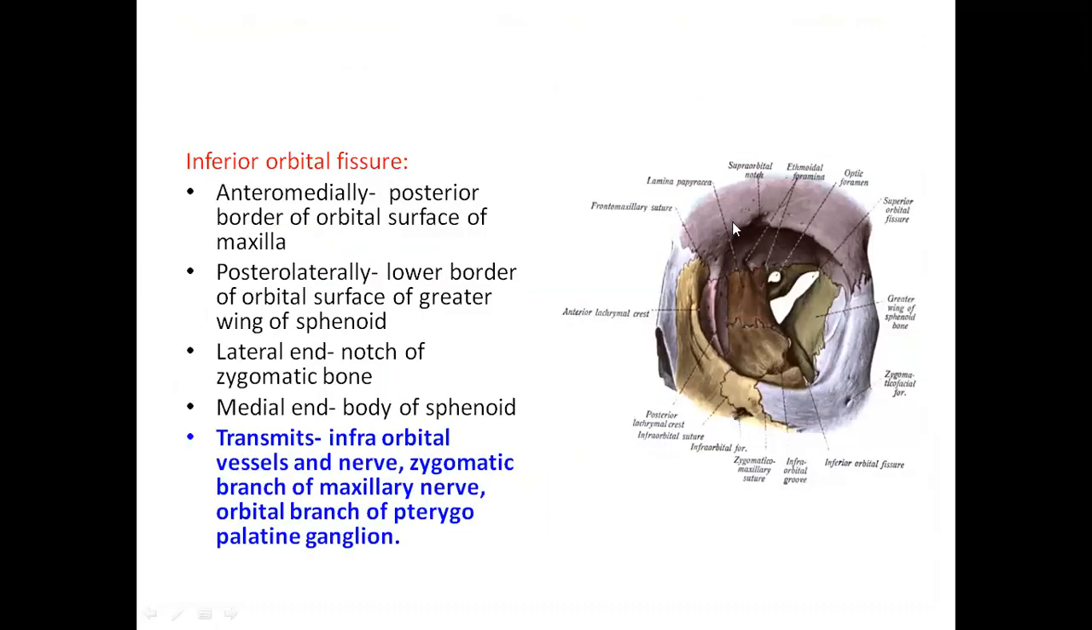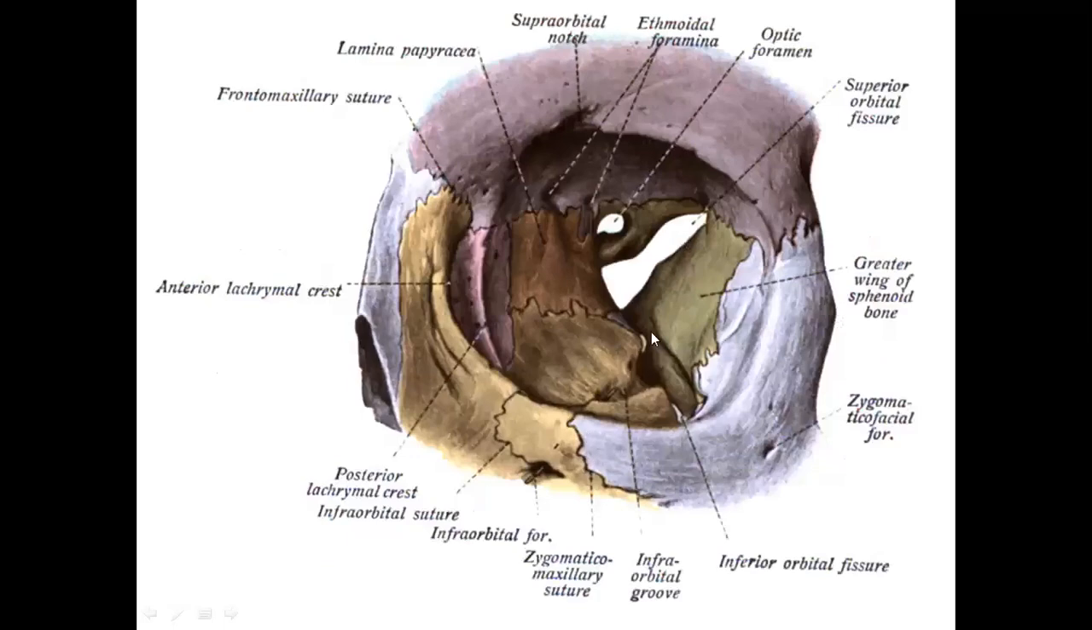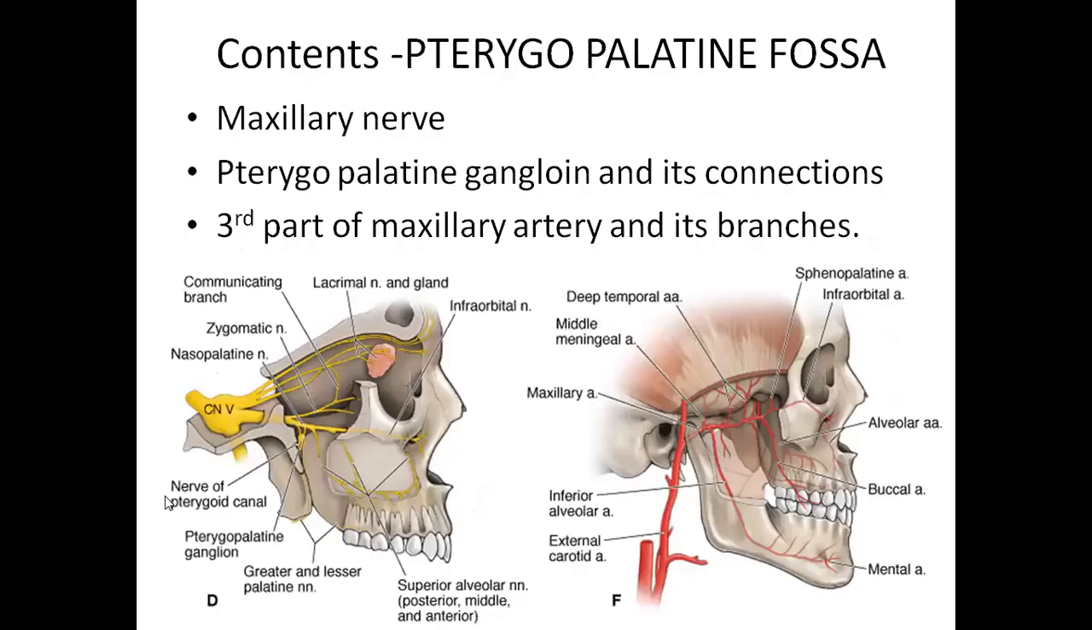Inferior orbital fissure. In the morning lecture also you should have studied, this is our bony orbit. Here we have the inferior orbital fissure. Please remember, it transmits infraorbital structures because it is present now in the infratemporal fossa. I added this slide. It gives passage to infraorbital vessels and nerves, the zygomatic branch of the maxillary nerve, and the orbital branch of the pterygopalatine ganglion. Okay, so this is the inferior orbital fissure.